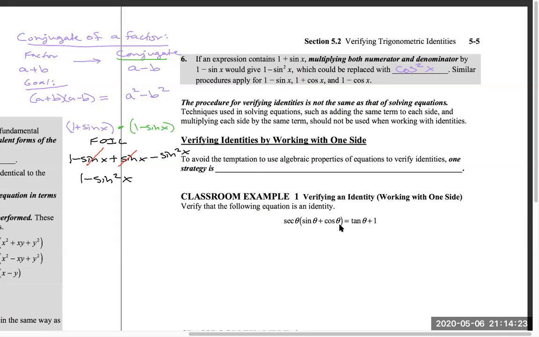Now from Pythagorean identities, we know that cosine squared x plus sine squared x is equal to 1. So if we manipulate that, we have cosine squared x equals 1 minus sine squared x. Okay, you save that and clear.